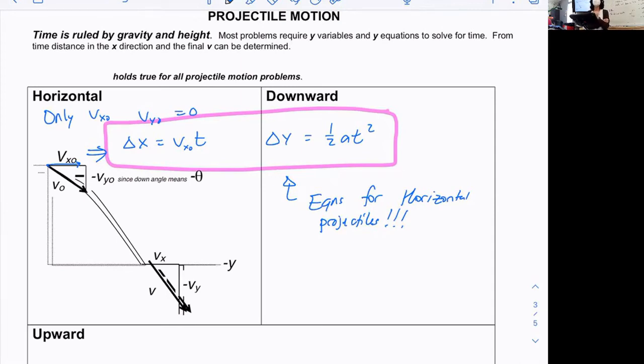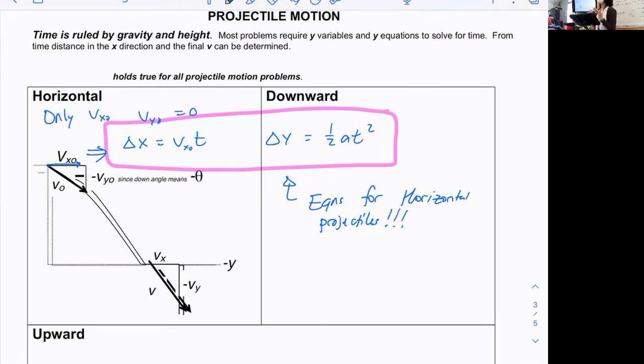You have seen horizontal projectiles time and time again. It's always been the last part to a situation, right? Where you've got the ball rolling down the incline and it goes to the loop and then it flies off in a horizontal projectile. Or this car collides with this car and then they fall off and it's a horizontal projectile. Or you have the pendulum swinging back and forth and it conveniently breaks at the bottom of the swing and it becomes a horizontal projectile. So we have seen this over and over again.